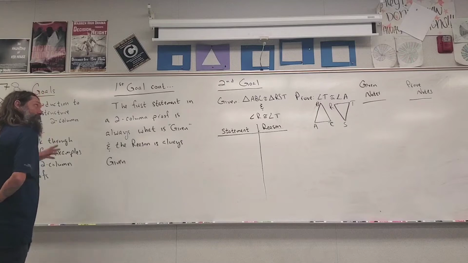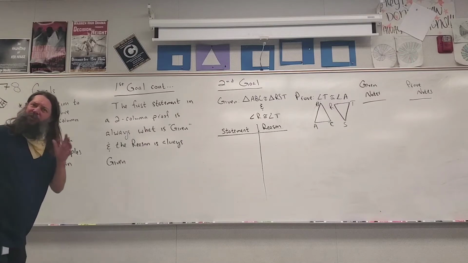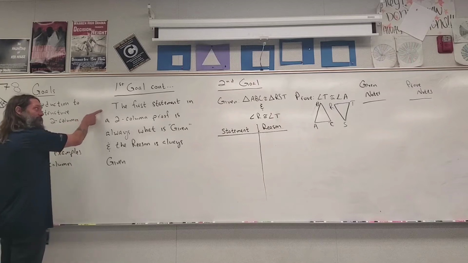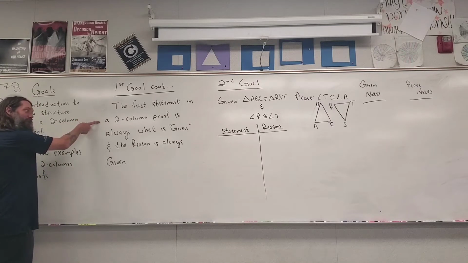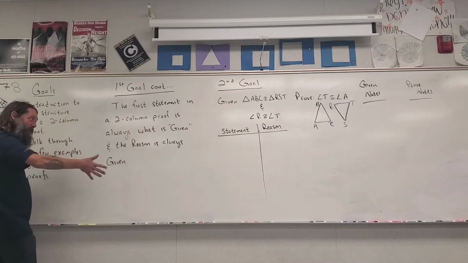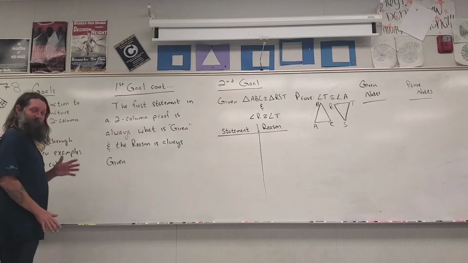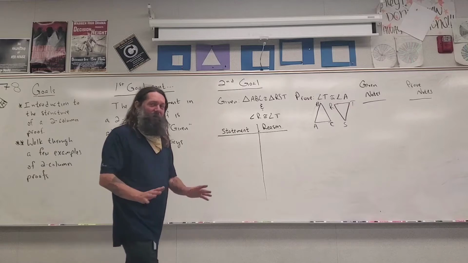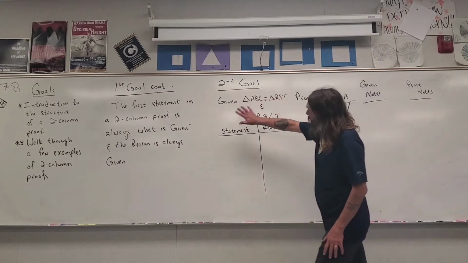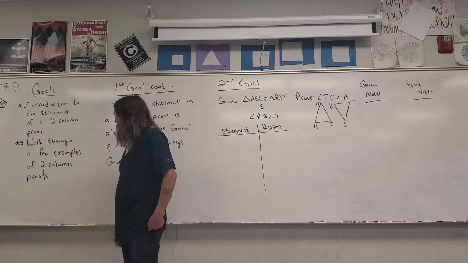I just wanted to end the first goal with how we start every single two-column proof. The first statement in a two-column proof is always what is given. And the reason is always given. So we get the first step. Always, always, always.